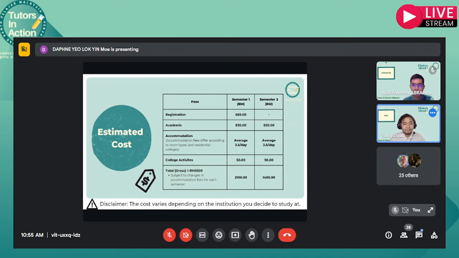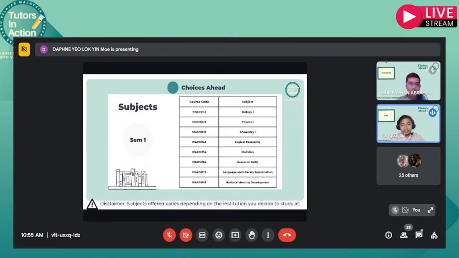So we're moving on to subjects. UKM's foundation program is quite hefty for this particular part. I'll try my best to explain it. Currently, you're looking at the subjects for the first semester. You're looking at Biology 1, Physics 1, Chemistry 1, Logical Reasoning, Statistics, Research Skill, Language and Literary Appreciation, and of course, National Identity Development.